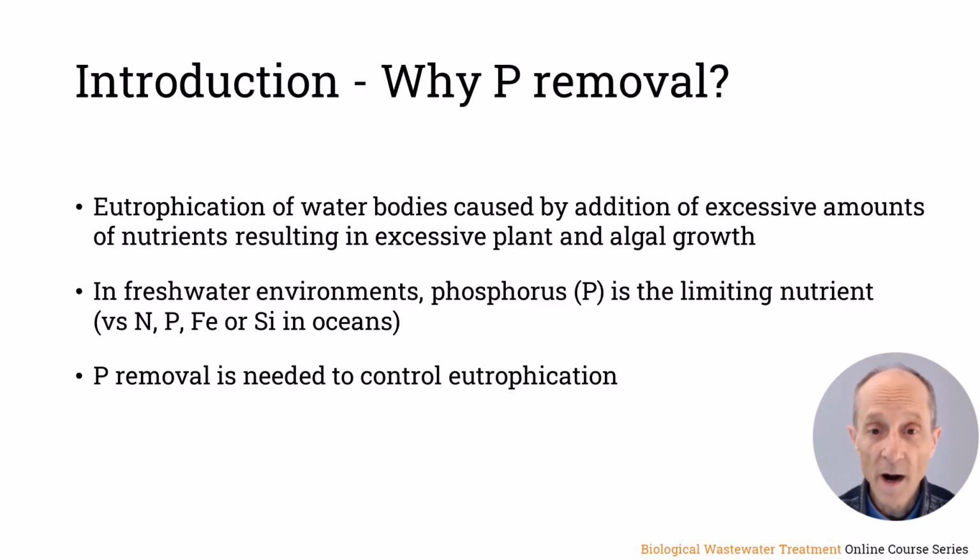I will start by introducing why it is important to remove phosphorus from wastewater. Eutrophication is a process in which an excessive amount of nutrients added to a water body results in excessive plant and algal growth. In freshwater environments, phosphorus is the limiting nutrient. In oceans, however, or marine environments, nitrogen, phosphorus, iron, or silicon can be this limiting nutrient depending on the environmental conditions. Thus, in freshwater environments, phosphorus removal is needed to control eutrophication.